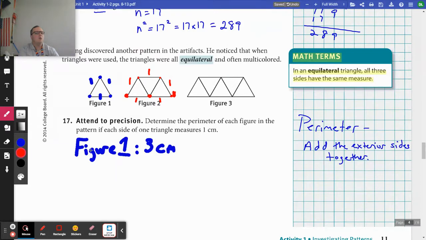Do I count the ones on the inside? No. The perimeter is the exterior. It wants to know the outside. When we have to know something about the inside, that's usually the area. Okay? So figure 2 is 1, 2, 3, 4, 5. 5 centimeters.